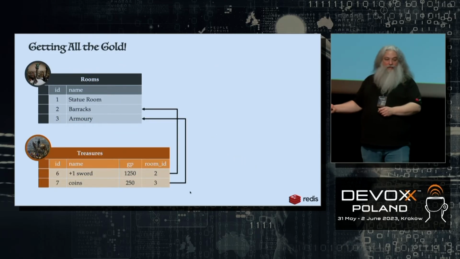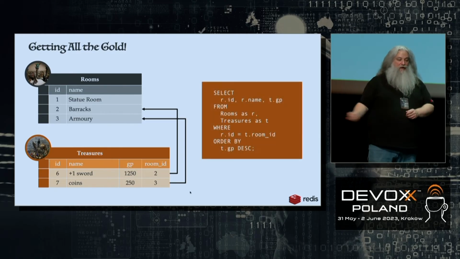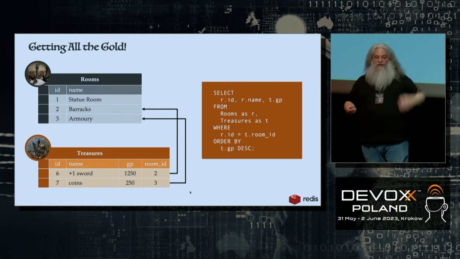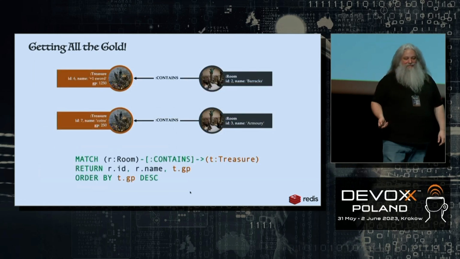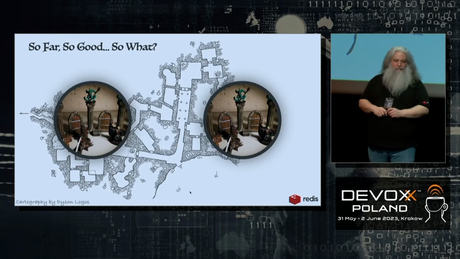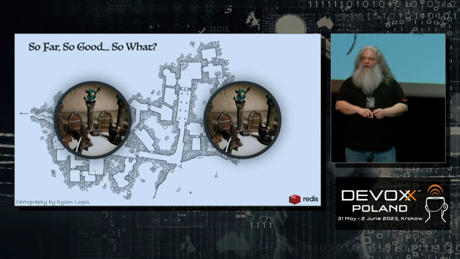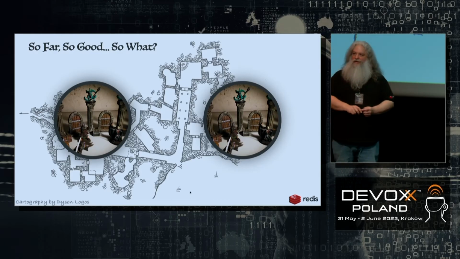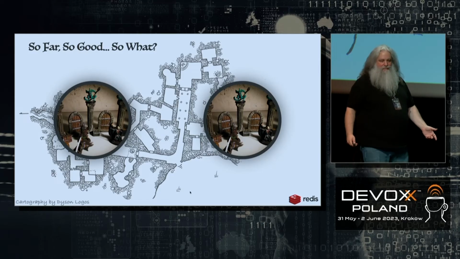If we want to get all the gold, it's a very similar process. We're here ordering by descending on the biggest treasure. Again, a little bit of the completionist. So far, so good. But so what? We haven't done anything with a graph database that you can't do with a relational database. Why should I care about graph databases?